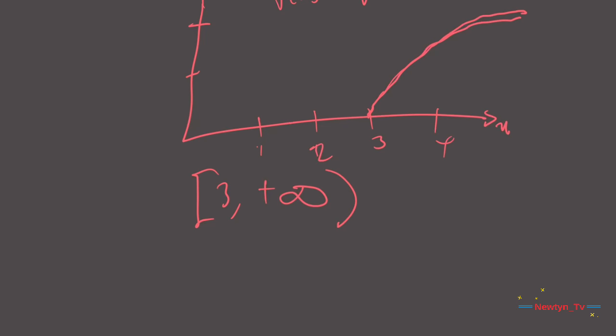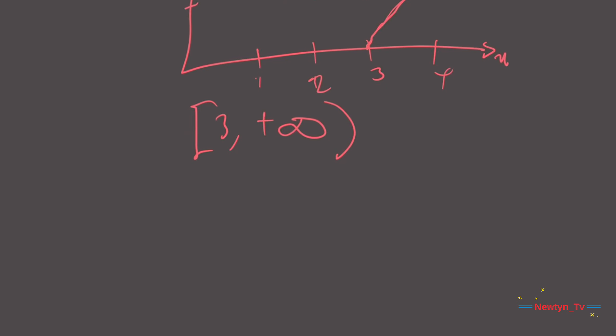Okay, so since this function is not defined to the left of 3, we cannot apply the limit laws to compute the limit of the root of x minus 3 as x approaches 3. Okay, so in fact, since f of x, which is equal to the root of x minus 3, is undefined to the left of 3, the limit of root of x minus 3 as x approaches 3 does not exist. Okay, does not exist.